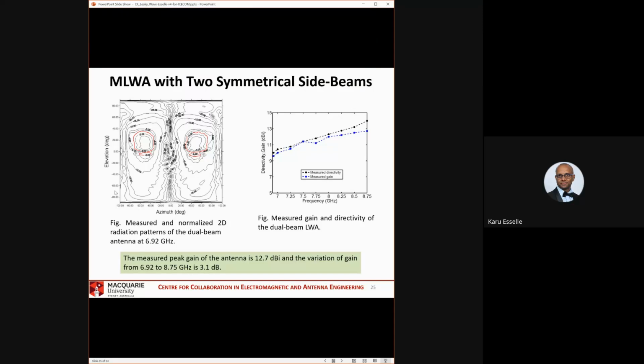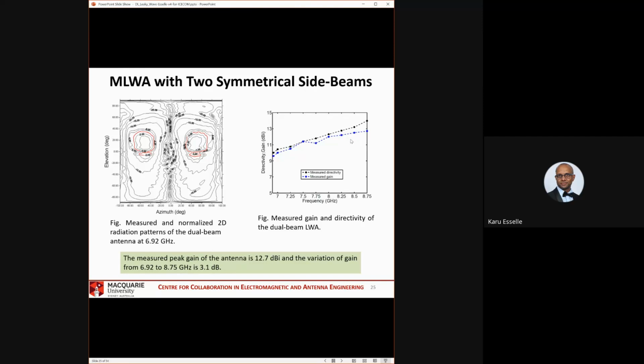Another way to put it is to show the beam contours versus elevation and azimuth angles, phi and theta. So this is at 6.92 gigahertz. You can see the beam peak theta and phi values here. That's one beam, and this other beam has these theta and phi values.